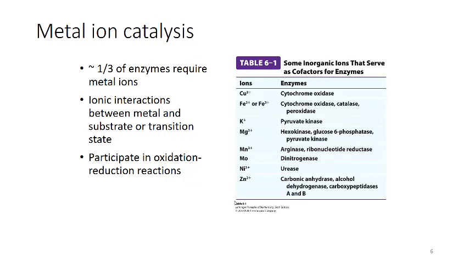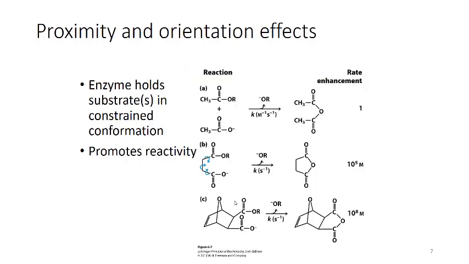The third strategy is metal ion catalysis, which is used by approximately 1/3 of all enzymes. This works by having ionic interactions between the metal and a substrate, or even the transition state. Frequently, metal ions are involved in oxidation reduction reactions. Some common examples of metal ions and enzymes that use them are shown here in Table 6-1. The last two strategies, proximity and orientation effects and transition state stabilization, are used by all enzymes.